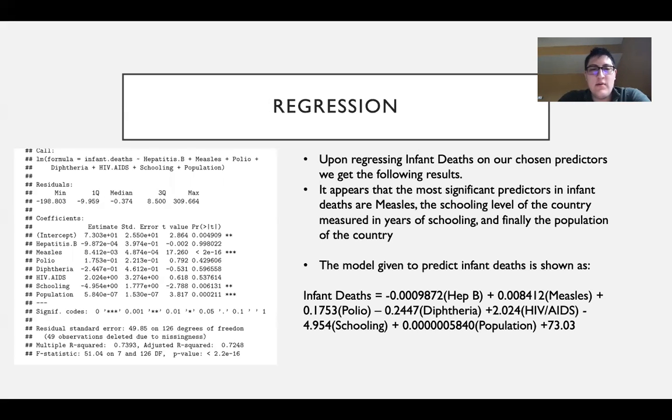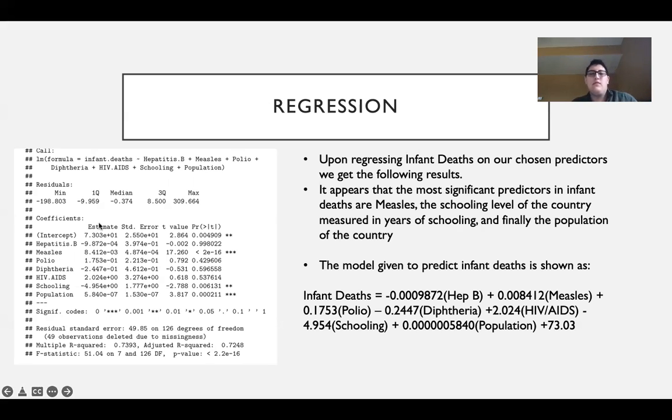Here was our result from the regression of infant deaths on those predictors. It appeared that the most significant predictors for infant deaths were measles, the schooling level of the country, which once again was measured in years of schooling, and finally, the population of the country. Over here, we have all the coefficients that go along with the predictors and our intercept.